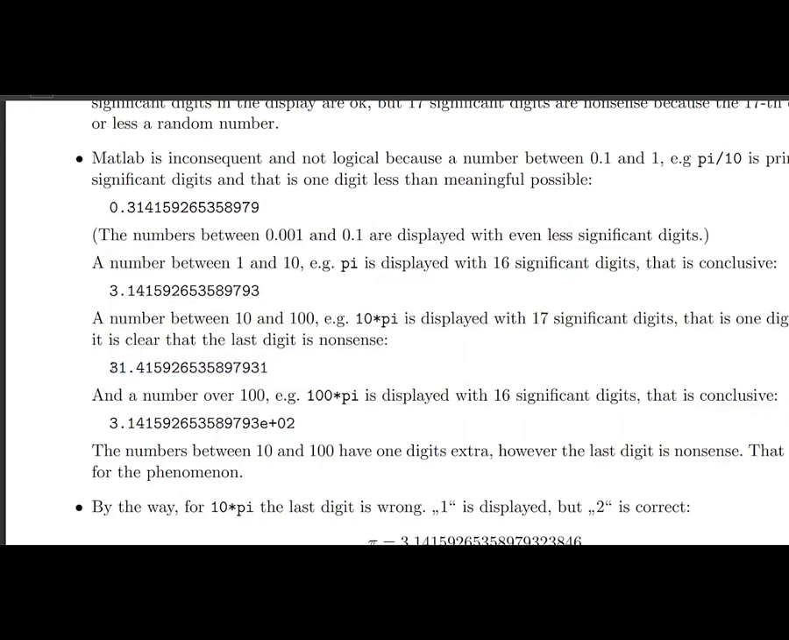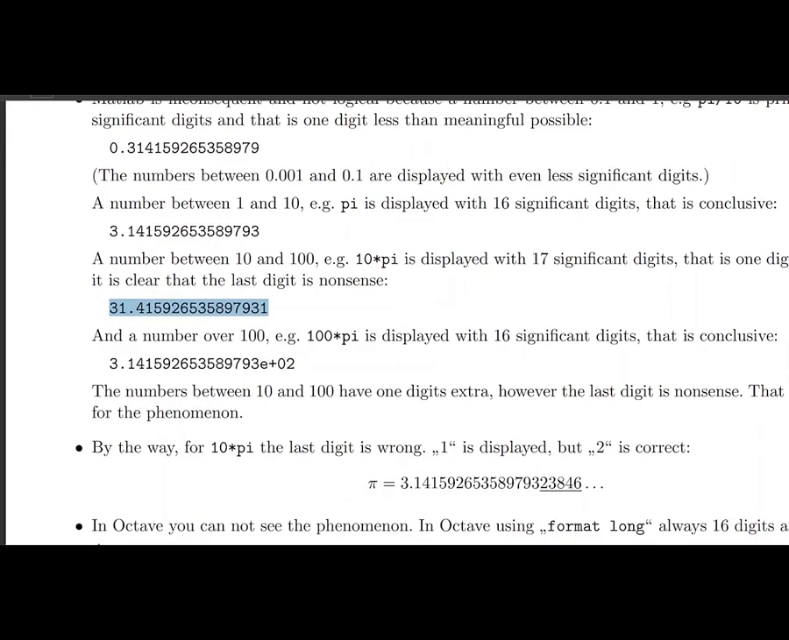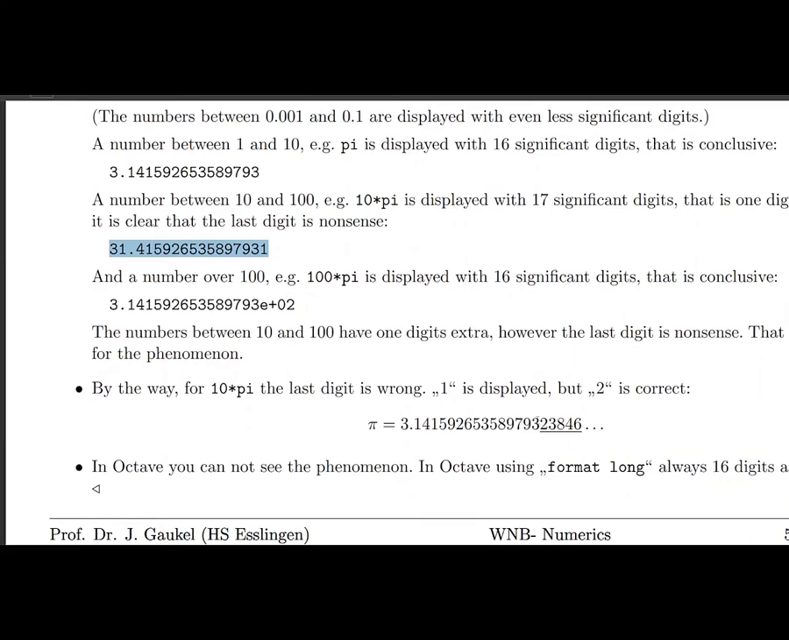And then if we have a number between 10 and 100, then even one more digit is displayed, and this digit should not be displayed. It's more or less a random number. And in fact, the last digit is incorrect also for pi. Correct would be a 2 and not a 1. In Octave, you can't see that phenomenon. They thought longer about what does make sense, but in Matlab, unfortunately, they made a very bad decision.